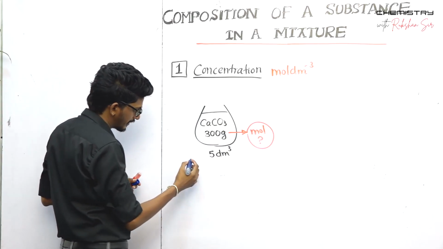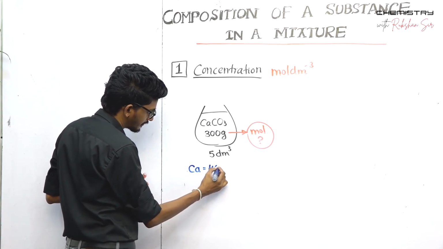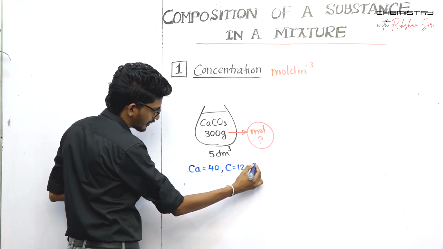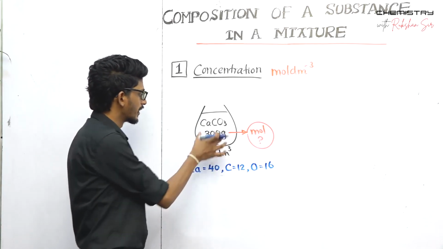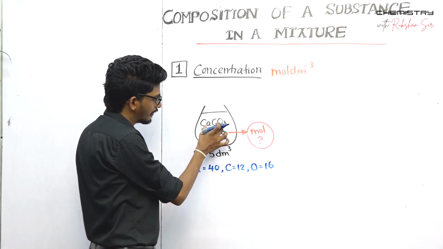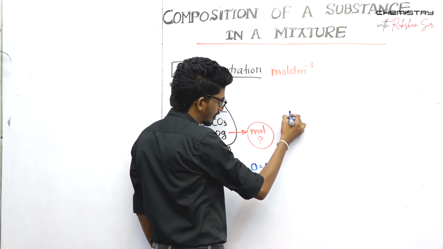So let's hope they have provided these values, the atomic weights. Calcium is 40, carbon is 12, and oxygen is 16. First of all, let's calculate the g mol^-1 value of calcium carbonate, which is going to be very helpful to come up with the mole value of that. So the g mol^-1 value of calcium carbonate.